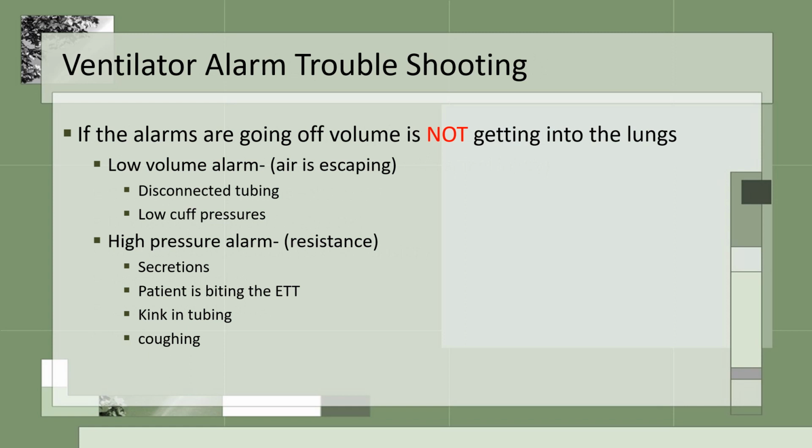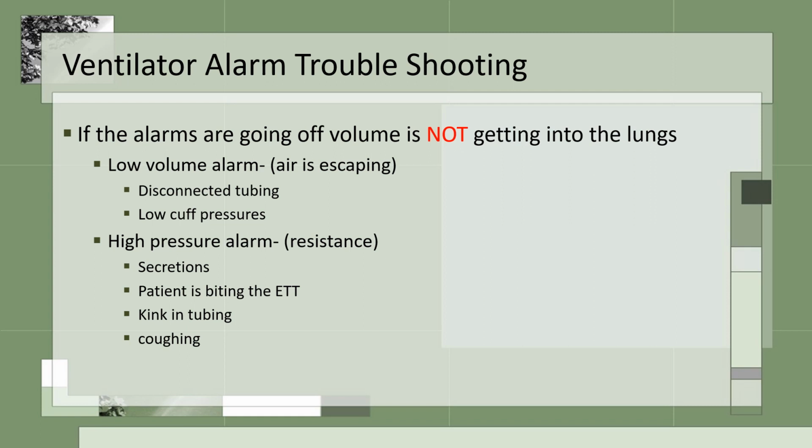Ventilator alarms. It's very important not just to silence alarms. They're happening for a reason, and our alarms should tell us something. Note that if the alarms are going off, the volume of air is not getting into your patient's lungs, so they will not be adequately ventilated. The first alarm we'll talk about is the low volume alarm. Low means air is escaping. This could be due to disconnected tubing or low cuff pressures.